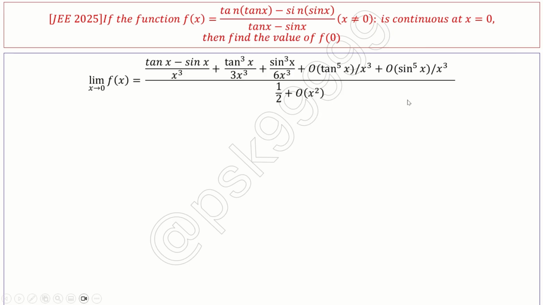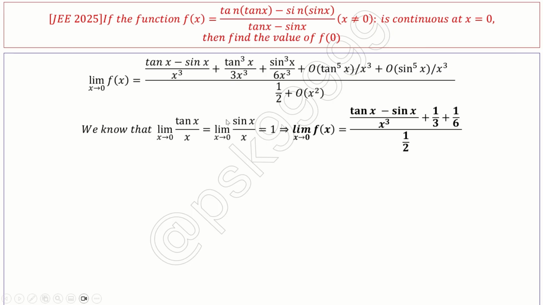Now I know that limit x tends to 0, tan x by x is 1. Limit x tends to 0, sin x by x is also 1. So this is 1 by 3, this is 1 by 6. I need to solve this separately and put the value here. That's it. So I need to put the tan x minus sin x by x cube value separately. I should solve with limit x tends to 0 and substitute here.